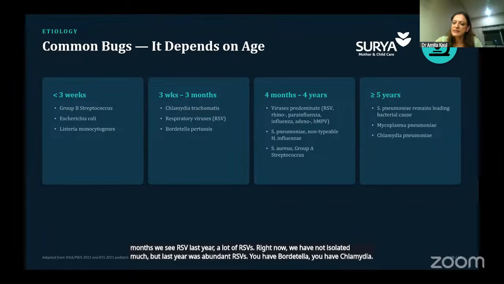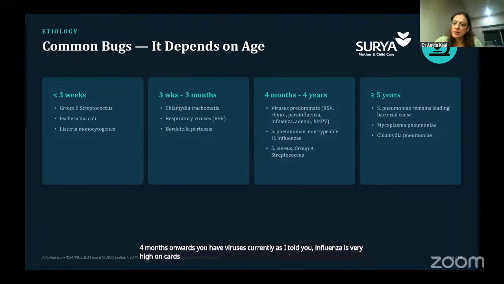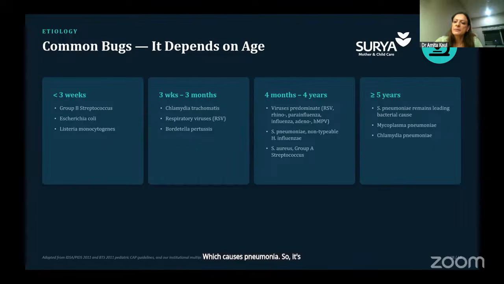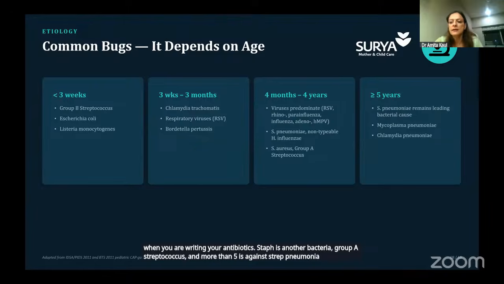From 4 months onwards, you have viruses. Currently, as I told you, influenza is very high on the cards. Adenovirus, human metapneumovirus, RSV, parainfluenzas. Strep pneumonia is one of the commonest bacteria in all age groups which causes pneumonia. So obviously you have to think of strep pneumonia when you're writing your antibiotics. Staph is another bacteria, and group A Streptococcus. And in more than 5 years, again, strep pneumonia is the commonest. Mycobacterium becomes a very common cause of pneumonias in school age groups.